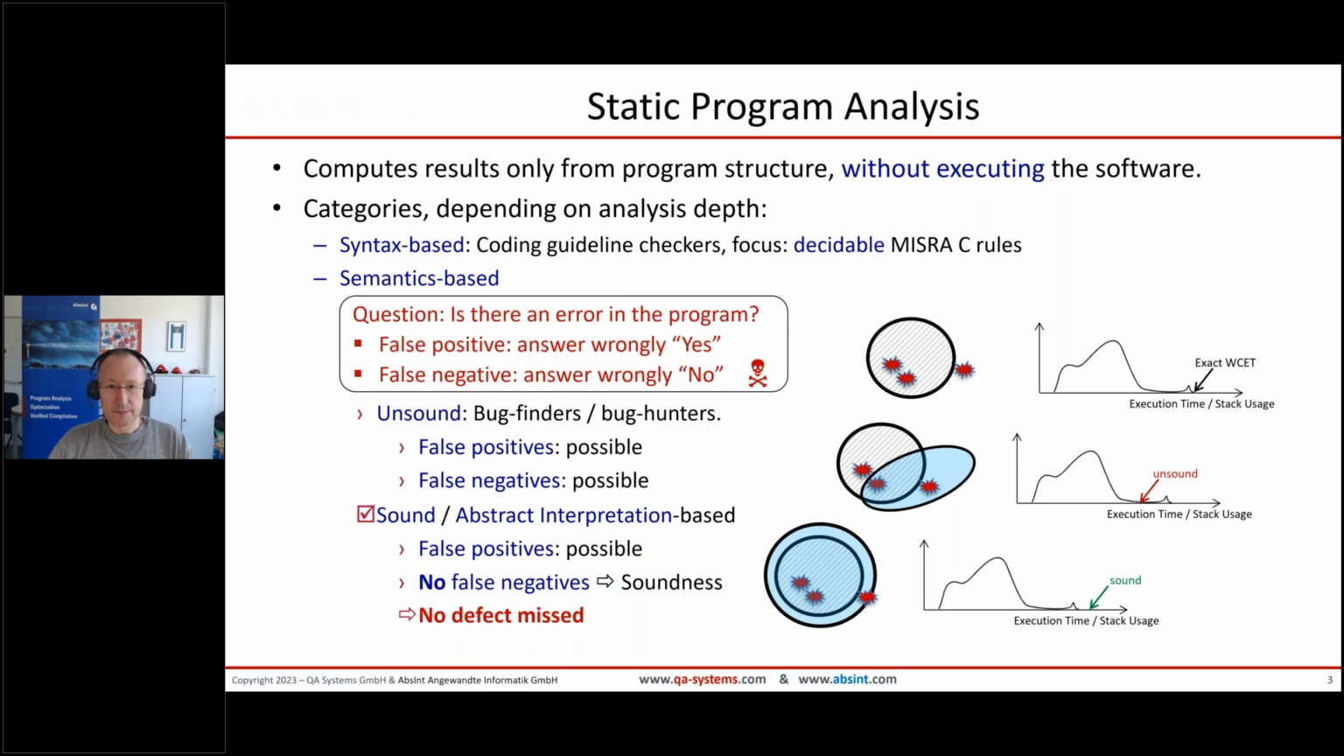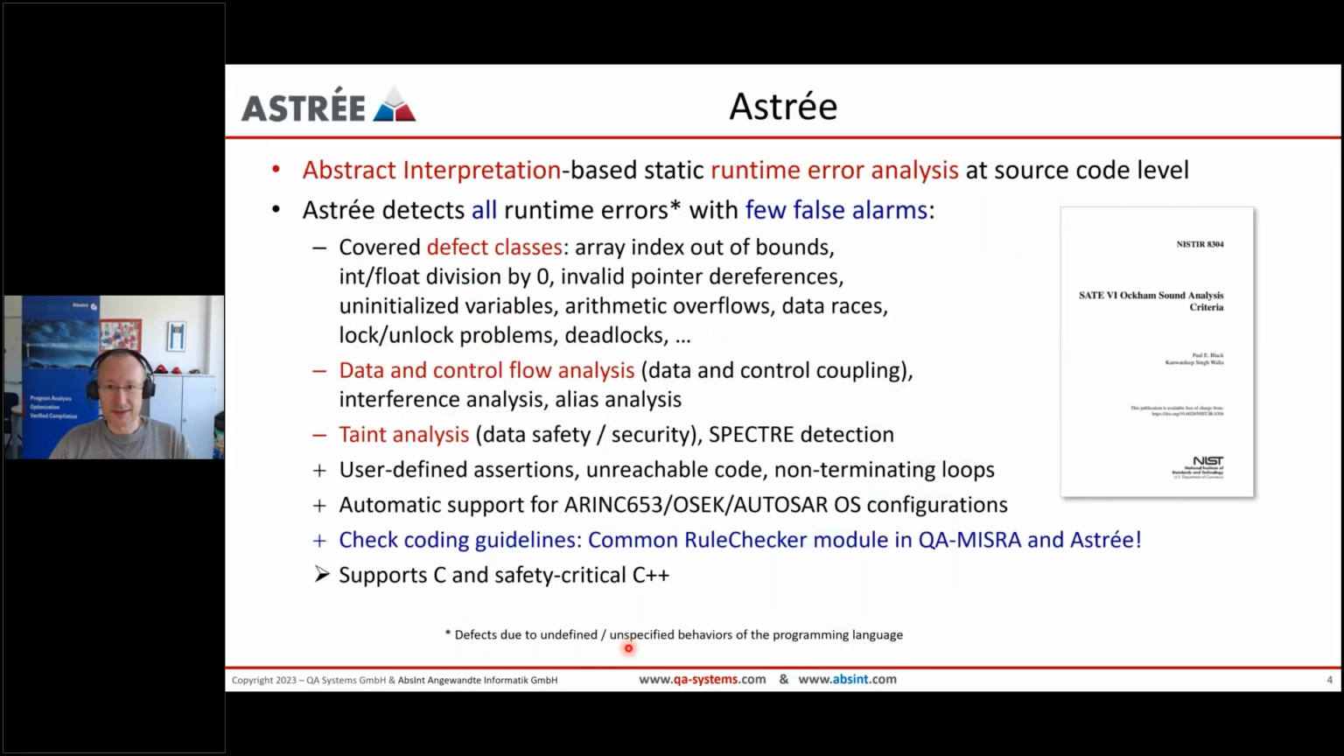All right, so AS3 is such an abstract interpretation-based sound analyzer. And what we are doing is to look at the source code, so at the C or C++ code, and to report defects due to undefined, implementation-defined or unspecified behaviors of the programming language. And some of those really can cause severe program defects, like array index out of bounds, division by 0, all kinds of invalid pointer dereferences like null pointers, invalid pointers, dangling pointers, uninitialized variables, and then the concurrency defects like data races, lock-unlock problems, deadlocks. So that's really the core purpose of AS3.